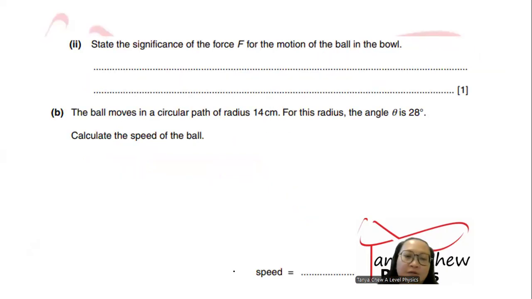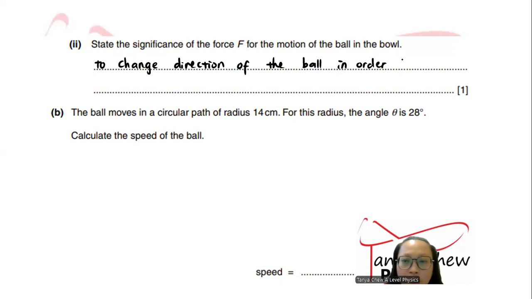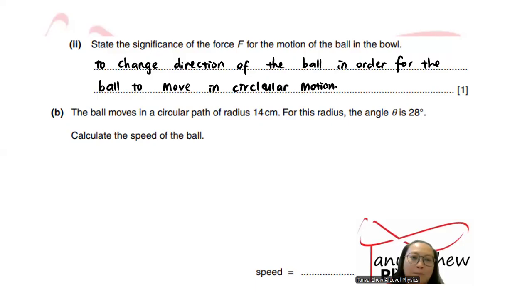Now, the second part, state the significance of the force F for the motion of the ball in the bowl. What is the function of the force F, right? The function of the force F is to change direction of the ball in order for the ball to move in circular motion. That's all.